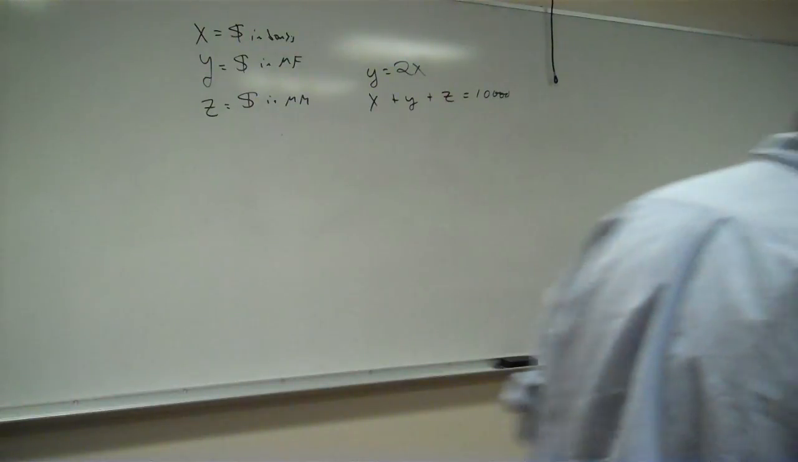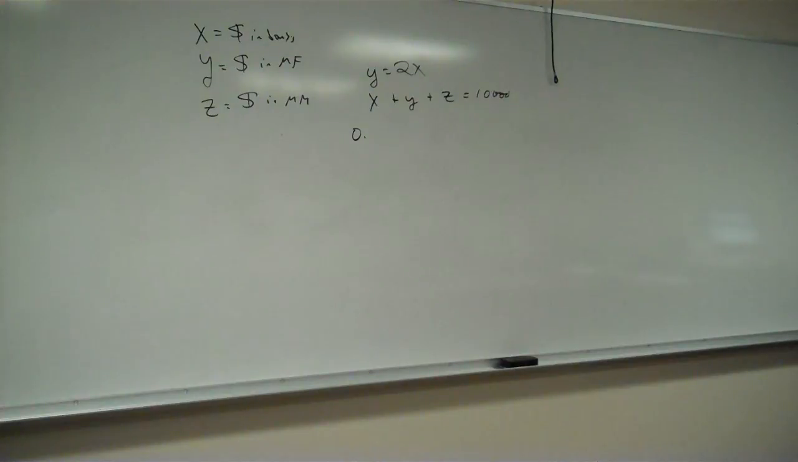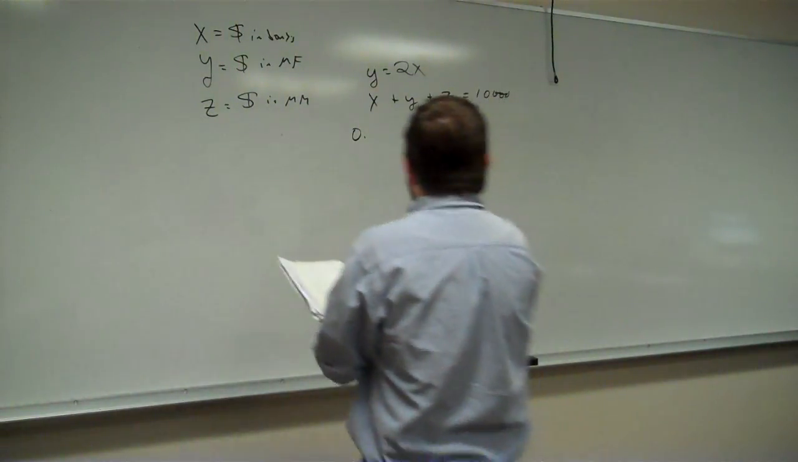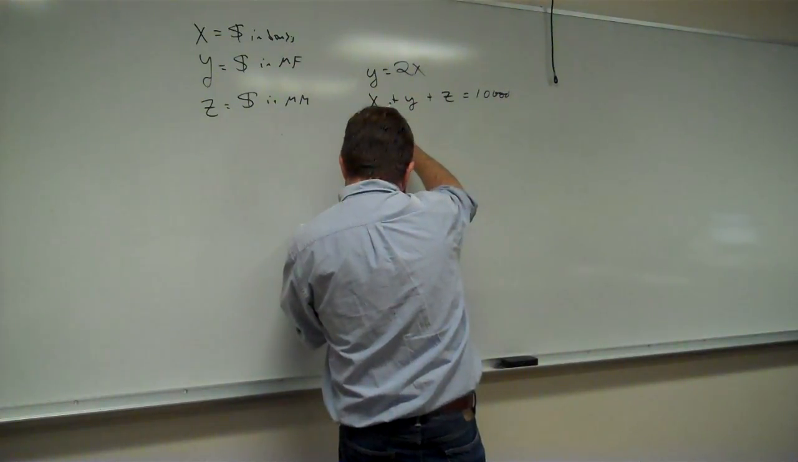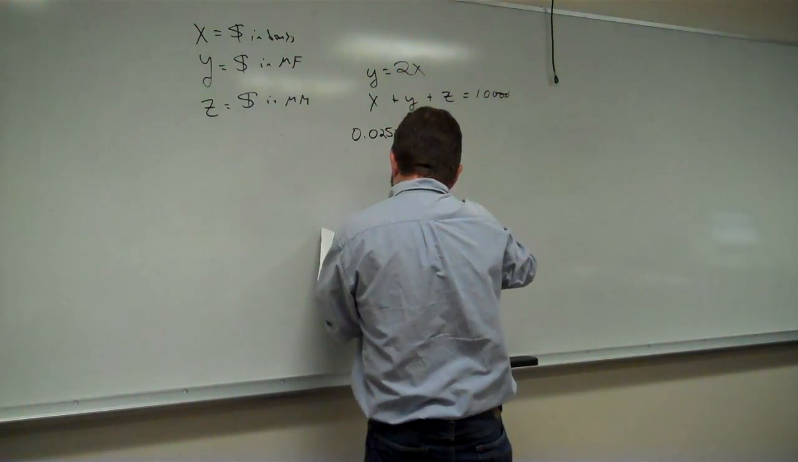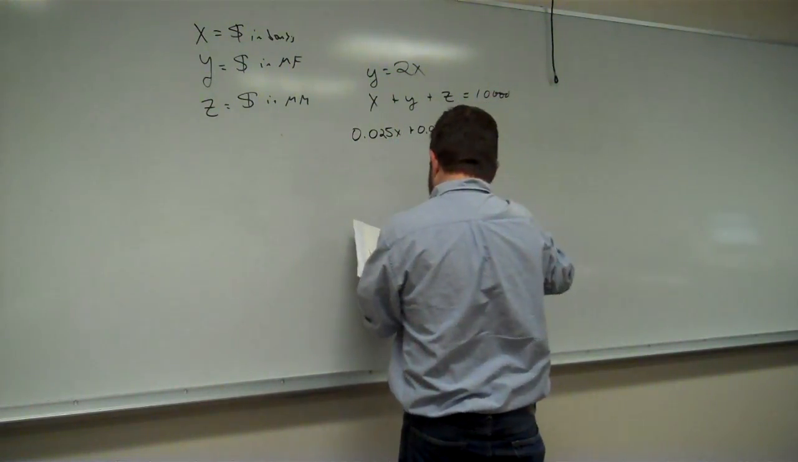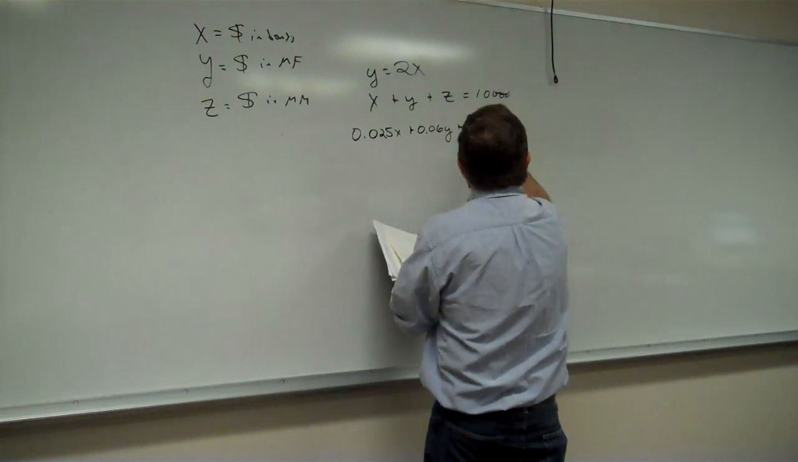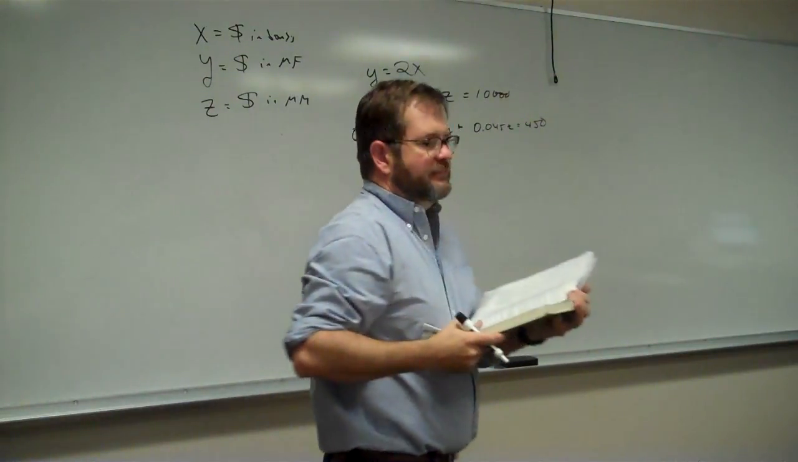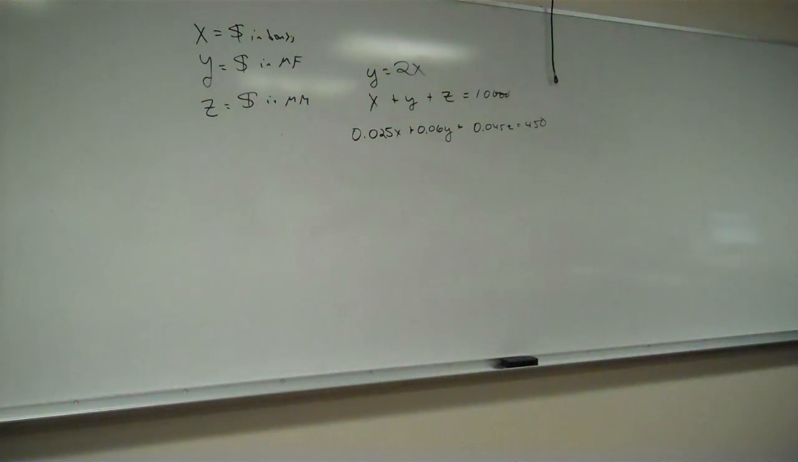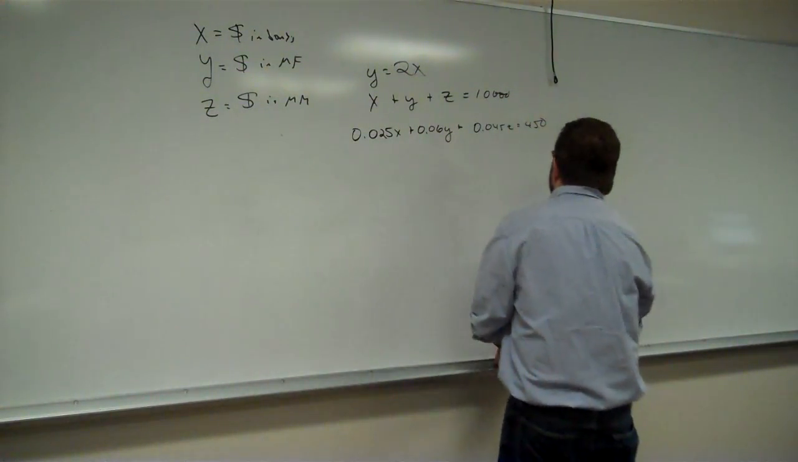So we know that, for example, what was the actual number? There was some tiny number. 2.5%. 0.025 times that money we have in bonds, plus 0.06 times y, plus 0.045 times z equals $450. Wait, 470, okay. 470, sorry. That was my mistake.